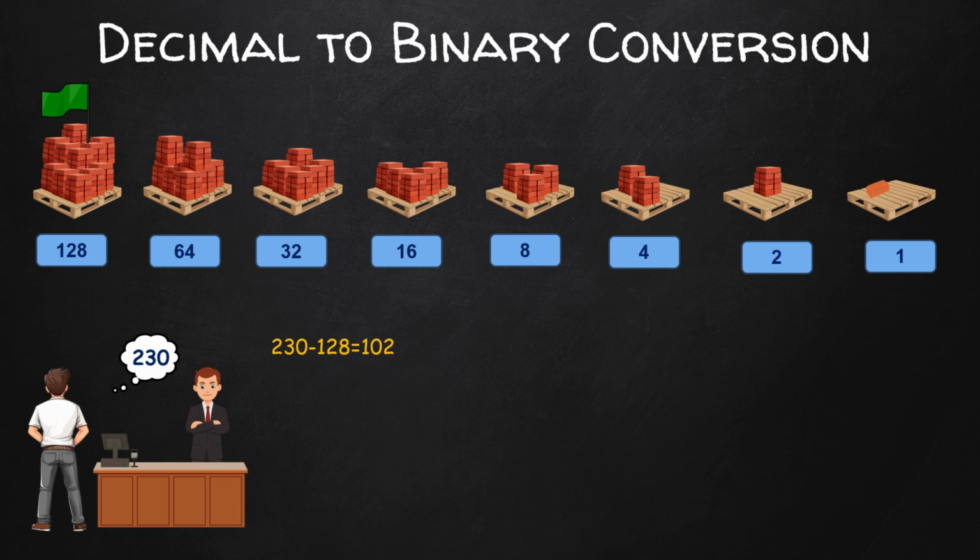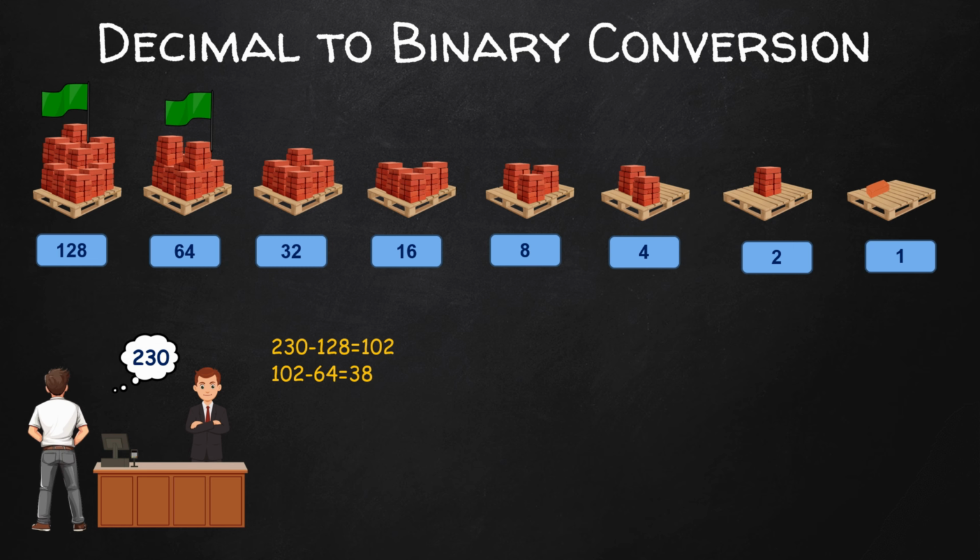Then Martin went to the second group of bricks from the left side, and it has 64 bricks. Martin needs 102 here, and this group has only 64. So anyhow, Martin selected that second group as well. He marked the 64 bricks from that group. So the previous 102 requirement minus 64 is equal to 38 bricks. That means Martin still needs 38 bricks to make the count 230.